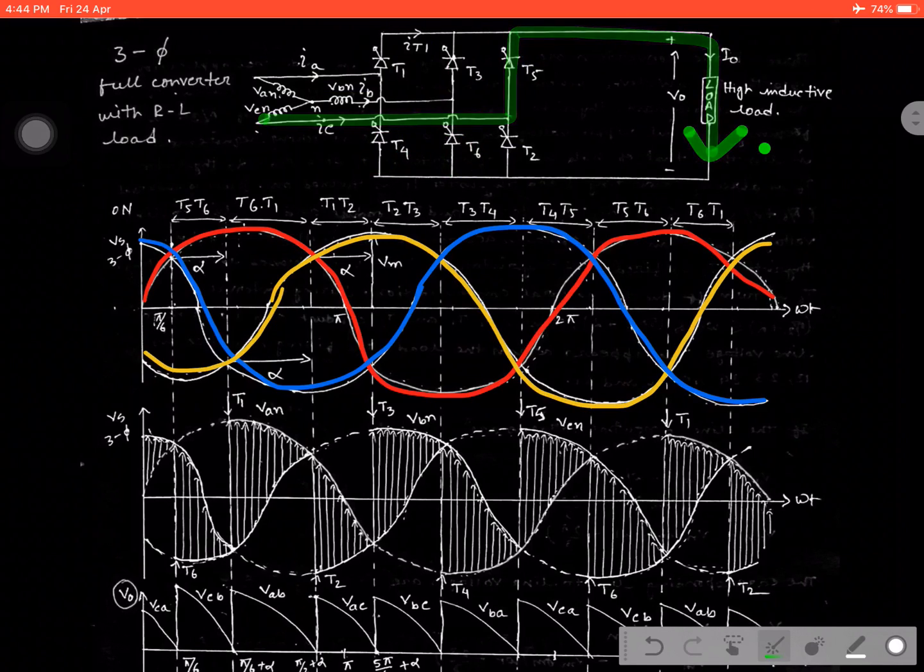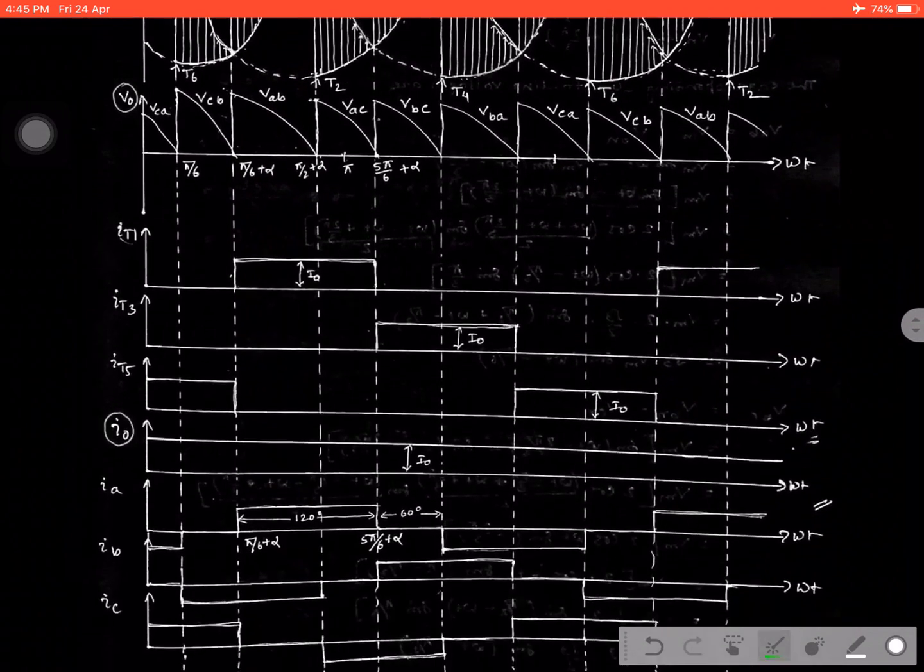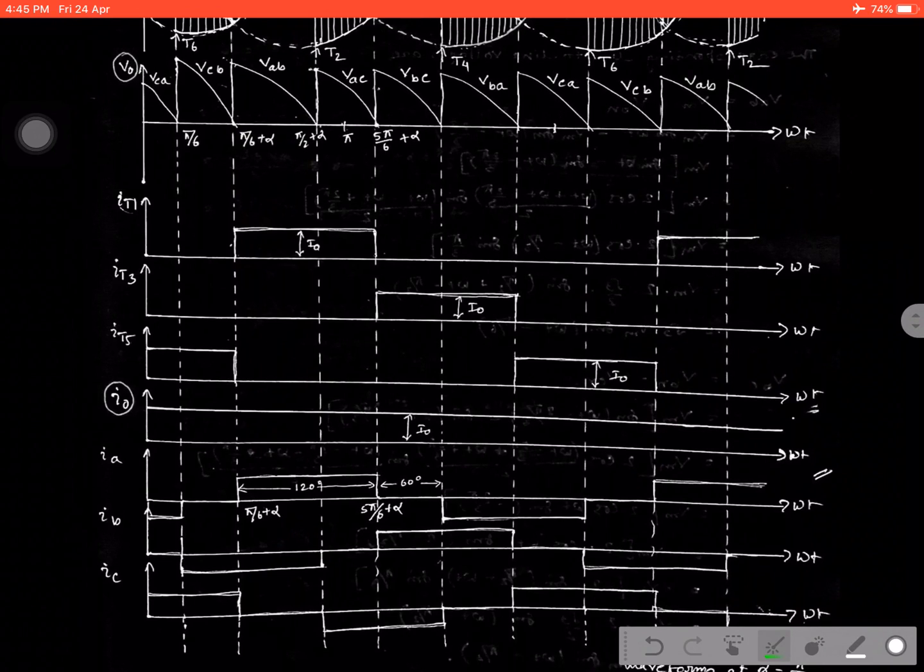That means in all the cases, the output current comes from thyristor T1, or from T3, or from T5. That means the output current which is taken from the three individual switches maintained in the upper part of the circuit, that is IT1 plus IT3 plus IT5, will give you the original output current I0.